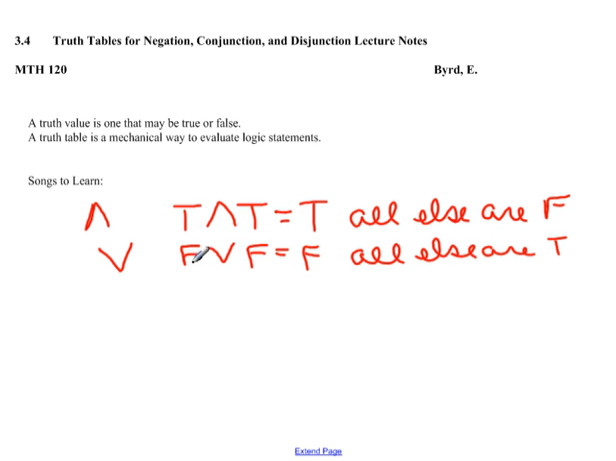For a disjunction, the song is false or false is false, all else are true. So that's like the opposite of the and. The only way for a disjunction to be false is when they're both false, even one true, and they're all true. The negation just means the opposite. For example, if you're taking not true, that means false. Not false, that means true. Okay, we're going to need that information to construct our truth table.